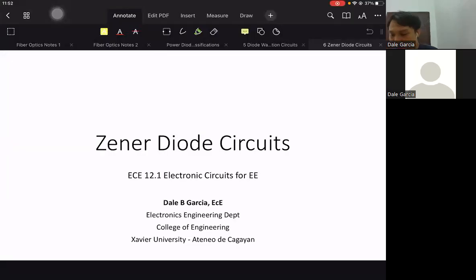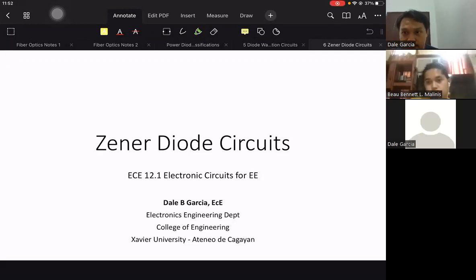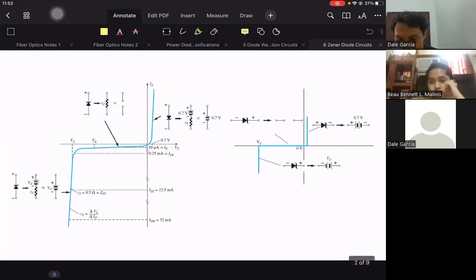So this presentation is about Zener diode circuits. Zener diodes are a different type of diodes compared to what we have just covered. Those were rectifier diodes. Their main purpose is to switch or to pass through current in only one direction. Not so with the Zener diodes. What's the difference between the previous diode that we have and this one, Zener diodes?